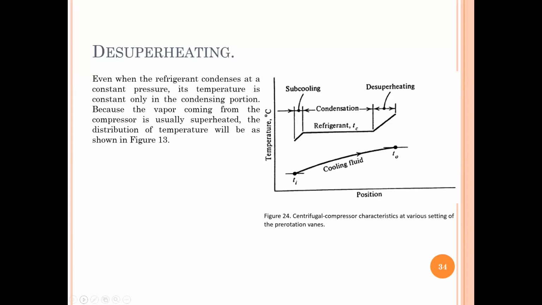The superheating. So even when the refrigerant condenses at a constant pressure, its temperature is constant only in the condensing portion. Diba sa saturation T-S diagram natin, nakita natin to. Yan. So, ditong side, ito yung curve, saturation curve. So, dito siya pumapasok. So, magkakaroon muna siya ng superheating, then condensation, then subcooling. Yan, ibig sabihin niya. Because the vapor coming from the compressor is usually superheated, the distribution of temperature will be as shown in figure 13.